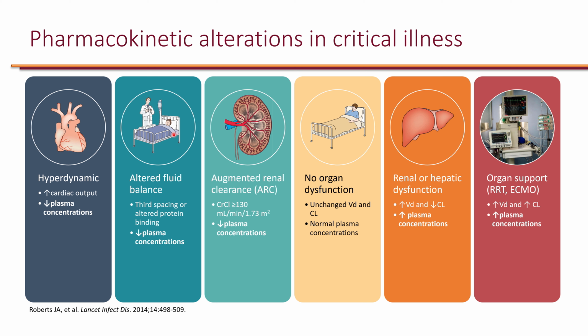Another thing is altered fluid balance. Again, if you're giving a lot of fluids to the patients, it keeps diluting the concentration of our antimicrobial agents, so we may need to increase the dose. Sometimes there is third spacing. If the fluids keep going into, let's say, the peritoneal space or other third spaces, the drugs can get diluted, and so plasma concentration will be lower.